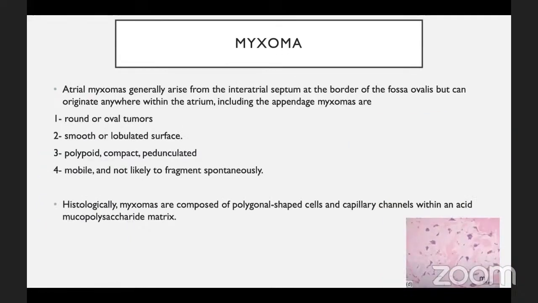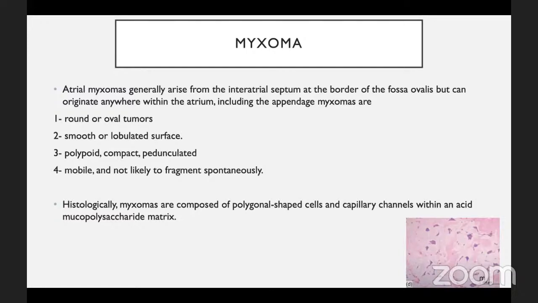Atrial myxomas usually arise from the interatrial septum at the border of the fossa ovalis, but can originate anywhere within the atrium, including the appendage. They are usually round or oval in shape, smooth or lobulated or polypoid, compact, and might be pedunculated. They are mobile but less likely to fragment spontaneously.